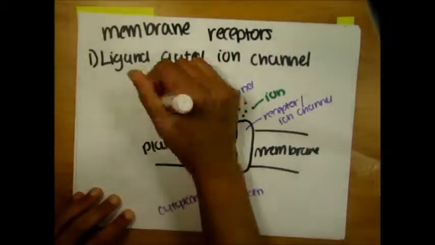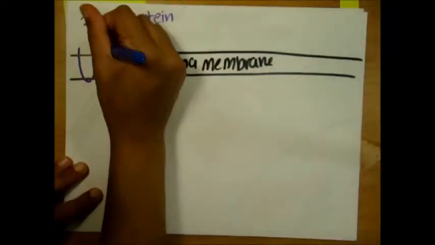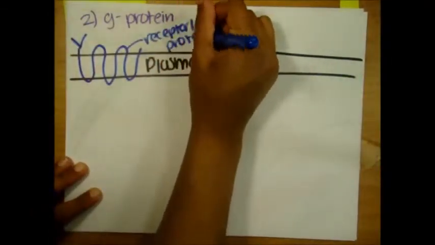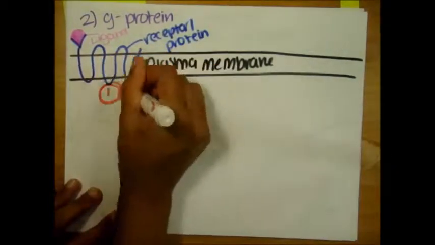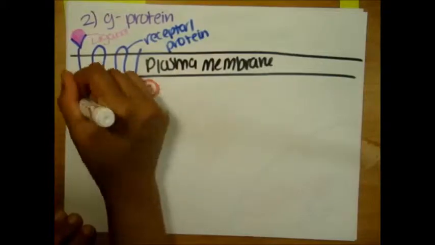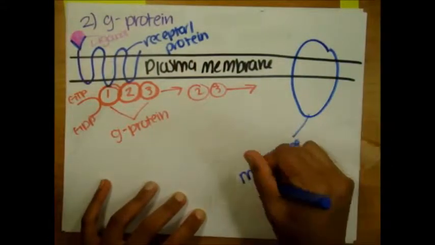A G protein is a protein that has 3 subunits and is activated by a ligand-receptor complex. When the G protein attaches to the ligand-receptor complex, GTP phosphorylates the G protein, causing the first subunit to dissociate from the other 2 subunits. These 2 subunits can activate the other membrane proteins. The G protein is restored when the ligand is removed.